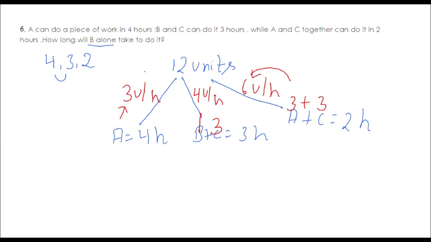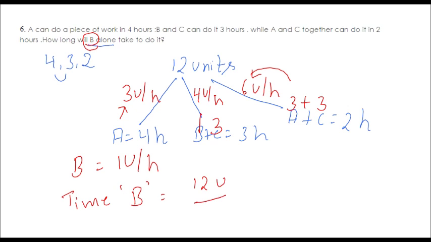Here you need to find the time taken by B alone. We got B's capacity: B can complete 1 unit of work per hour. So what is the total? 12 units. So the time taken by B can be written as 12 units by 1 unit per hour, and cancelling directly, we get 12 hours.